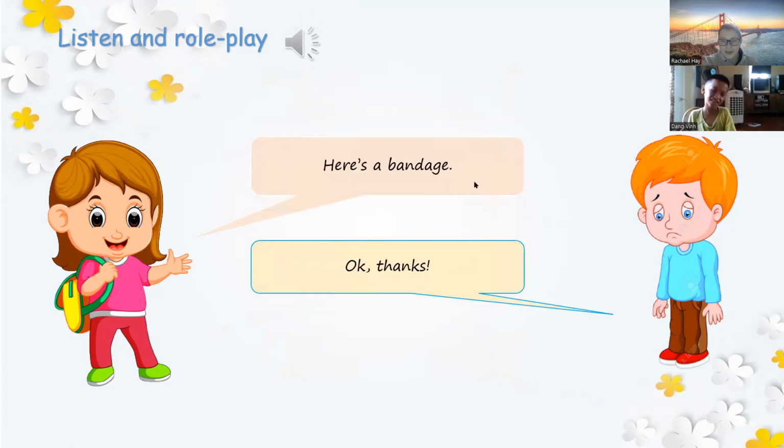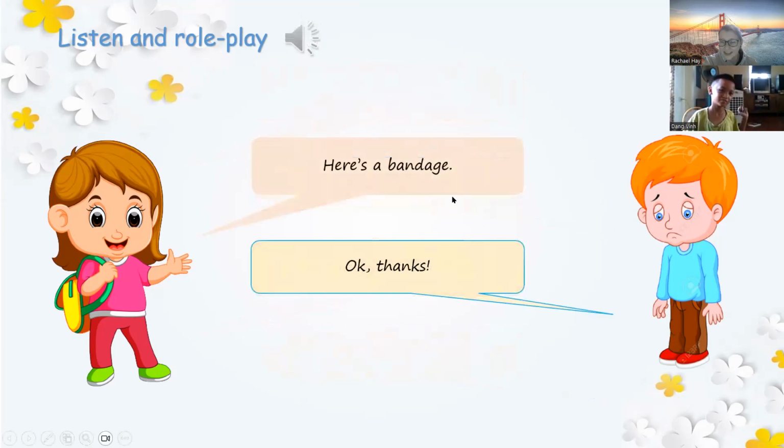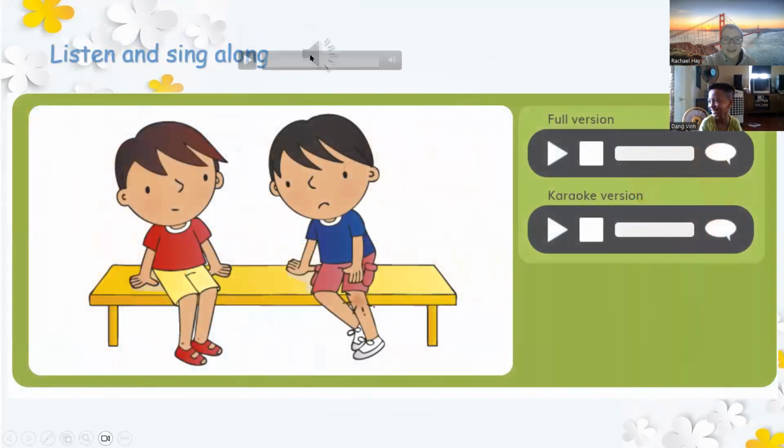Here's bandage. Okay, good. Okay, next one. What's wrong? I hurt my toe. I'm sorry, it's bleeding. Good, you're getting faster. Oh, you get stuck on this word. Here's bandage. Okay, good. Okay, so let's listen and sing along.